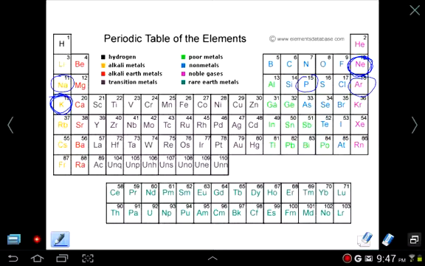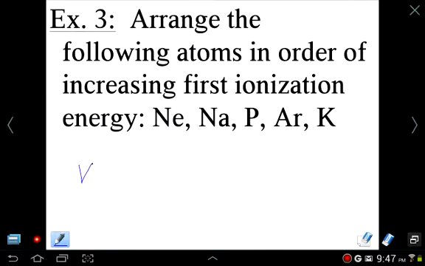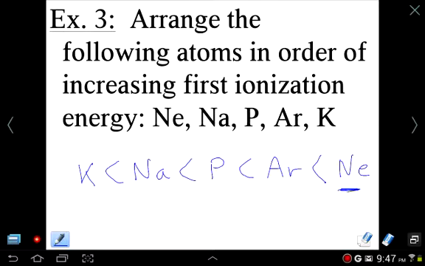In this case, we'll say potassium. Now if you take a look, who is bigger, sodium or argon? Definitely sodium. So we'll do potassium, sodium, and then phosphorus, argon, neon in that order. So we got potassium, sodium, then phosphorus, then argon, and then finally neon. So neon wins. Neon takes the most energy to remove an electron from, and that's kind of the idea.